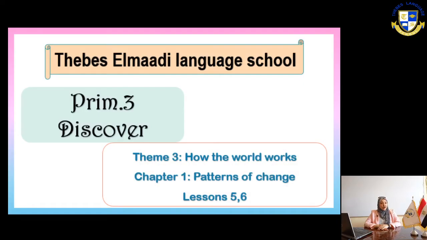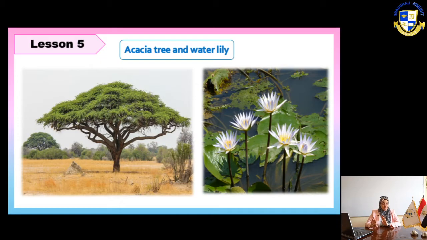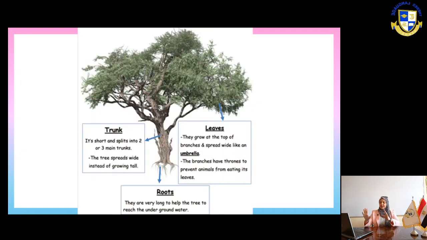Hi everyone. Now we're having lesson 5 and 6 in chapter 1, patterns of change. In lesson 5, we're starting with two plants. We will talk about these two plants, okay? Acacia tree and water lily. We will talk about these two plants and how they can survive in their nature and the parts of these plants. Let's start with the acacia tree.